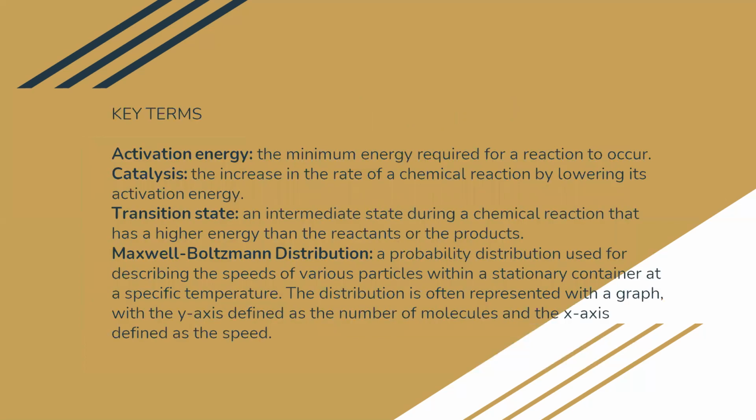Now, for the key terms. Activation energy means the minimum energy required for a reaction to occur. Catalyst: the increase in the rate of a chemical reaction by lowering its activation energy. Transition state: an intermediate state during a chemical reaction that has a higher energy than the reactants or the products. Maxwell-Boltzmann distribution: a probability distribution used for describing the speeds of various particles within a stationary container at a specific temperature. The distribution is often represented with a graph with a y-axis defined as the number of molecules and the x-axis defined as the speed.